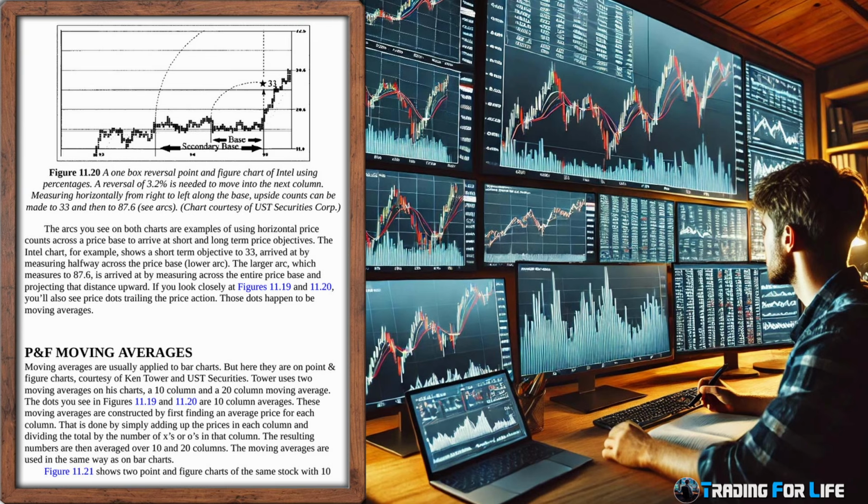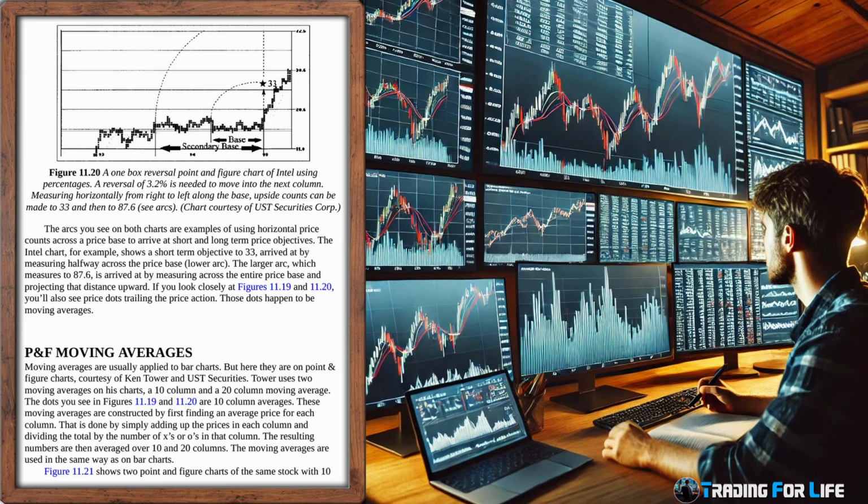Tower uses 2 moving averages on his charts, a 10-column and a 20-column moving average. The dots you see in Figures 11.19 and 11.20 are 10-column averages. These moving averages are constructed by first finding an average price for each column. That is done by simply adding up the prices in each column and dividing the total by the number of X's or O's in that column. The resulting numbers are then averaged over 10 and 20 columns. The moving averages are used in the same way as on bar charts.